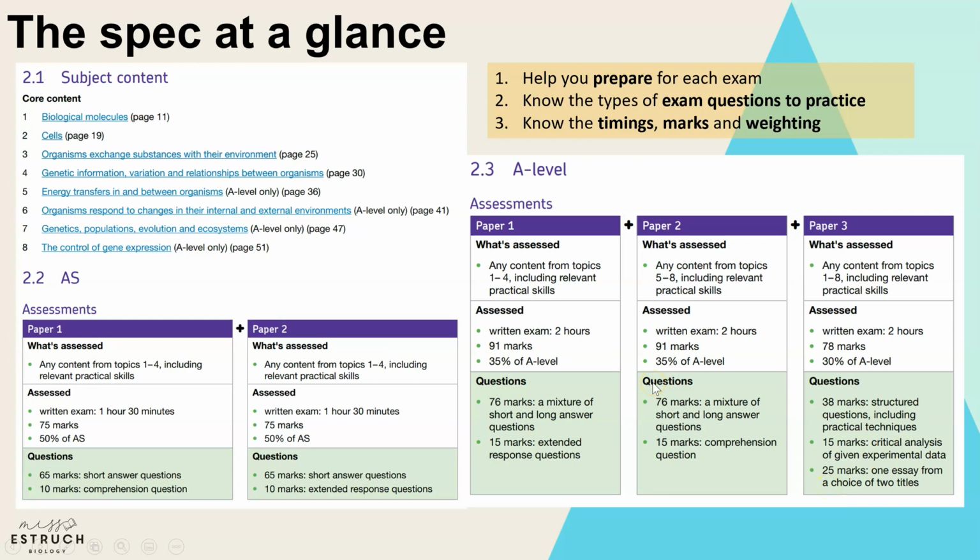So the way to use this to your advantage is it helps you to be able to prepare before each exam. So before paper 1, practice more extended response. Before paper 3, practicing the essay, for example. So you can go into the exam knowing what to expect, and that should build your confidence. The other thing is knowing the timings, marks and weighting, just so you're going to be aware of approximately how long you can afford to spend on each question.